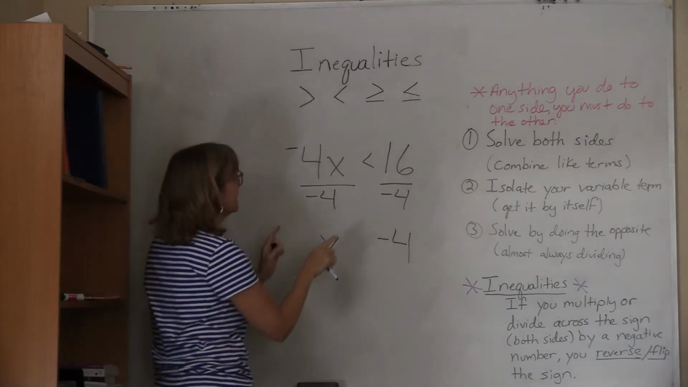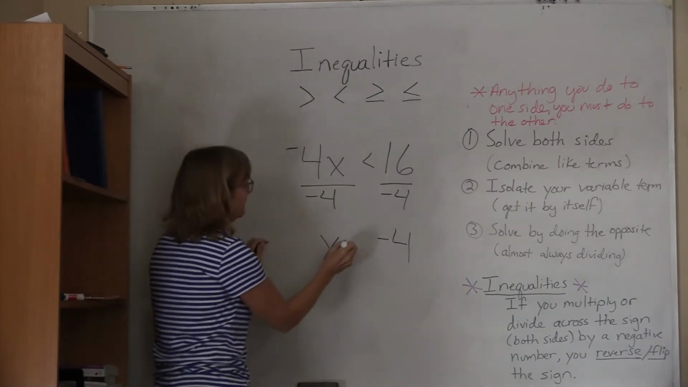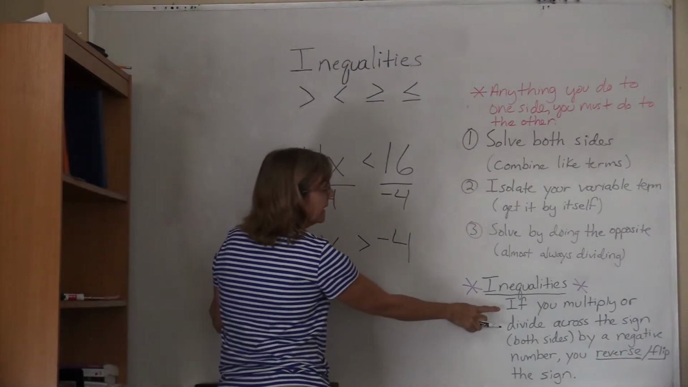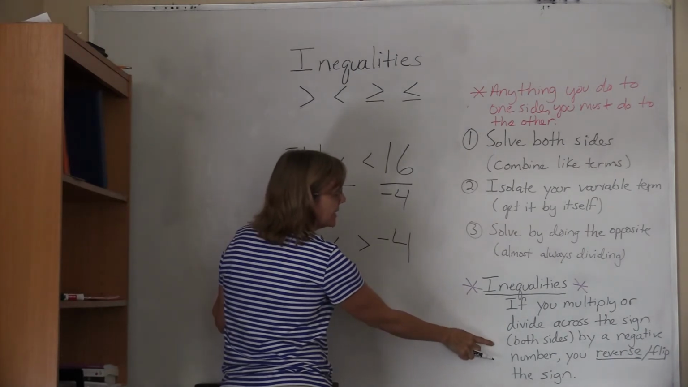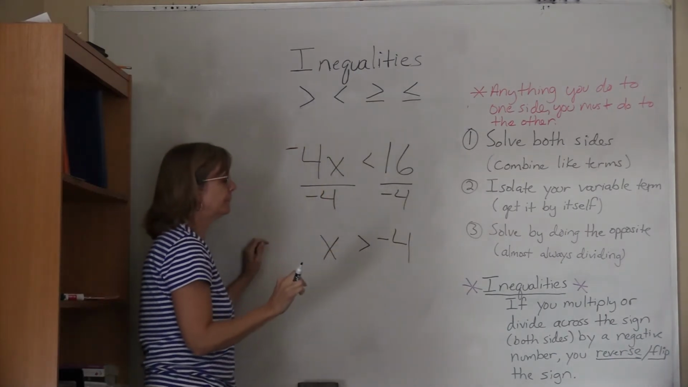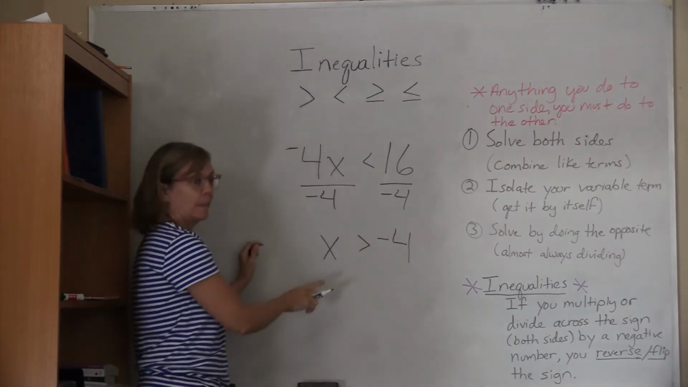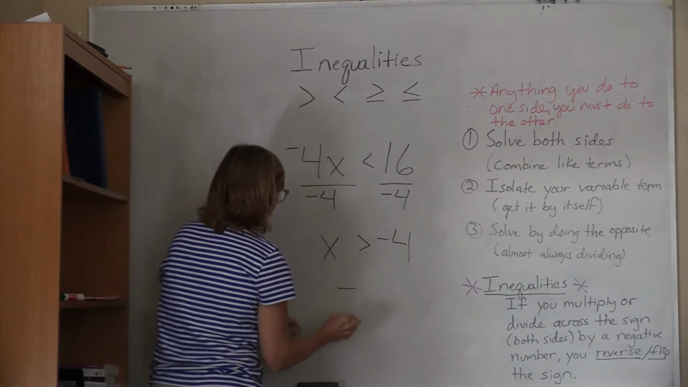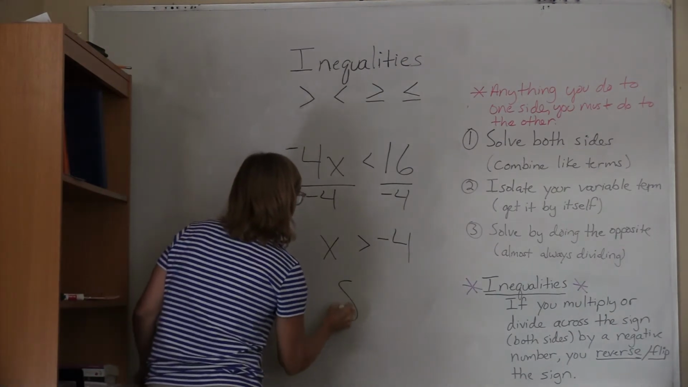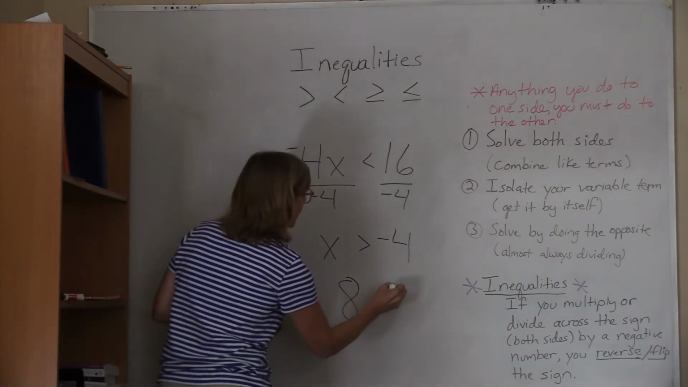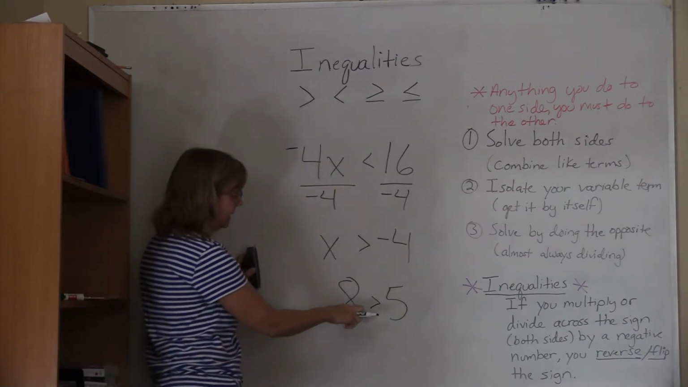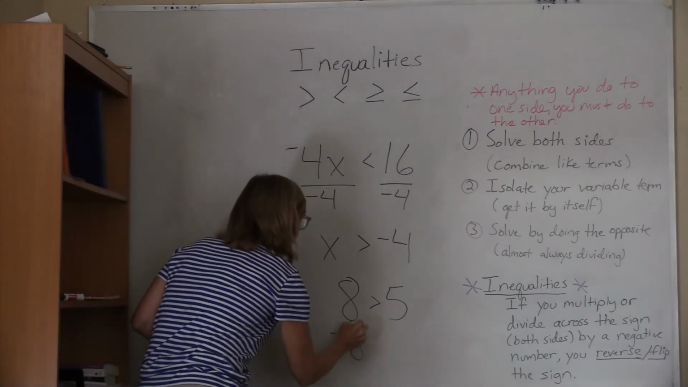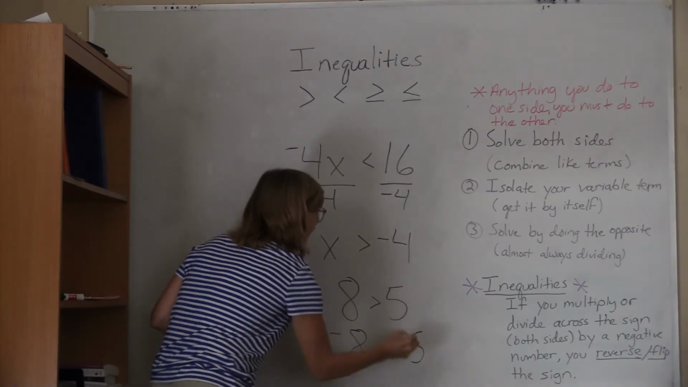Now here's the uniqueness. I divided both sides by a negative, so I reverse my sign. That's the rule I have down here. With inequalities, if you multiply or divide across the sign, so both sides, by a negative number, you reverse or flip the sign. Here's why. Suppose I have, let's say, I don't want to use 7, that looks like an equals or a greater than sign too much. Let's say 8 is greater than 5. I hope you agree with that, right? Its opening is towards the larger number, right? Well, let's suppose I make them negative. Negative 8 and negative 5.